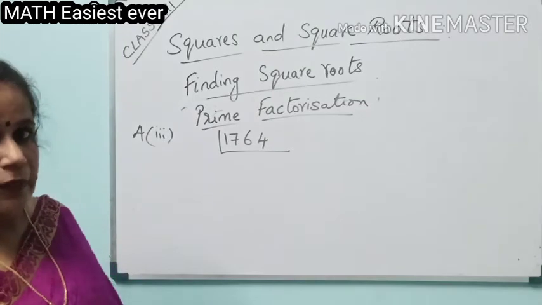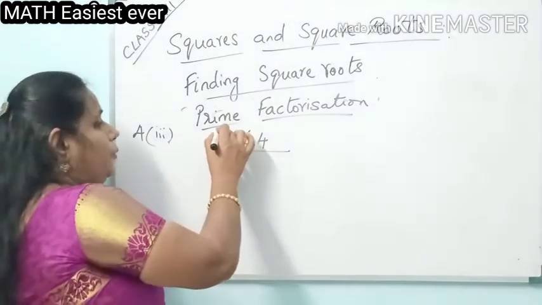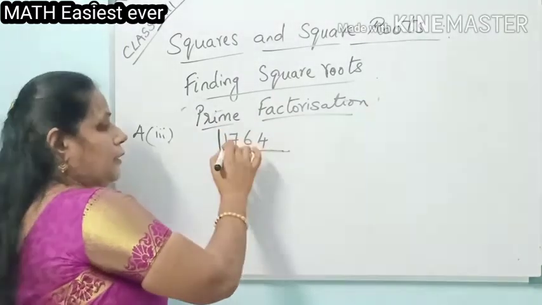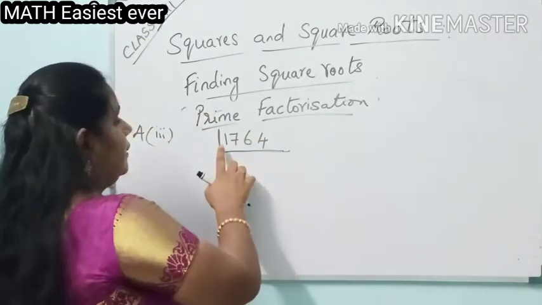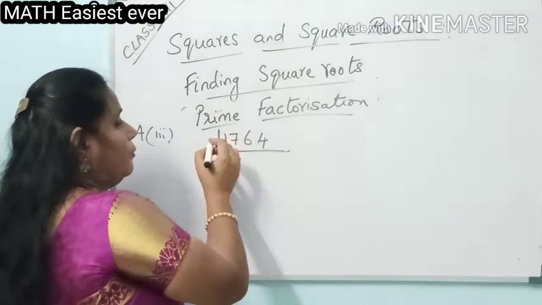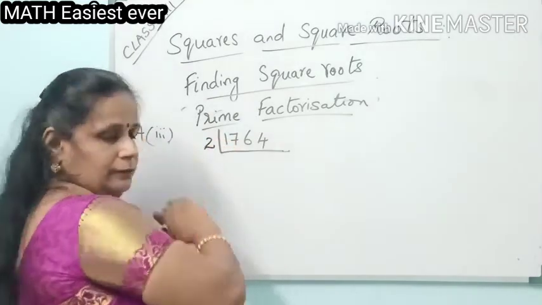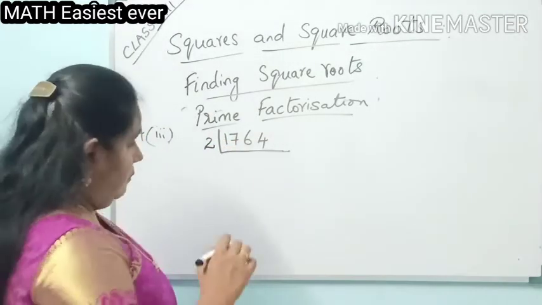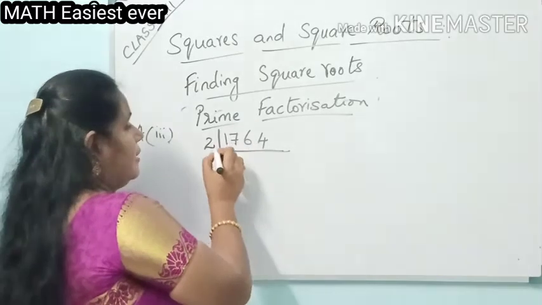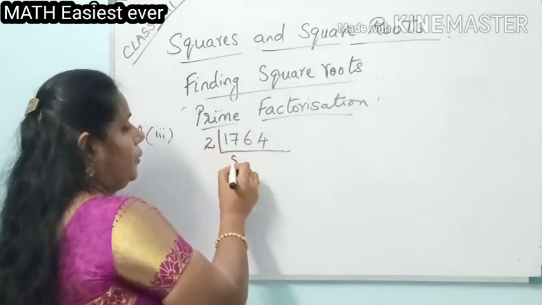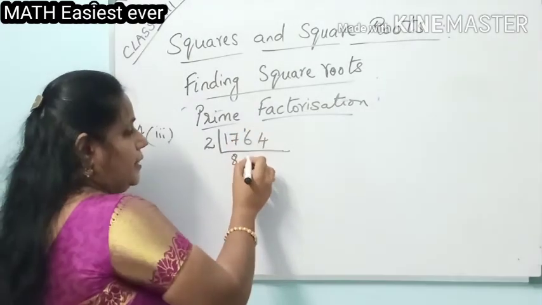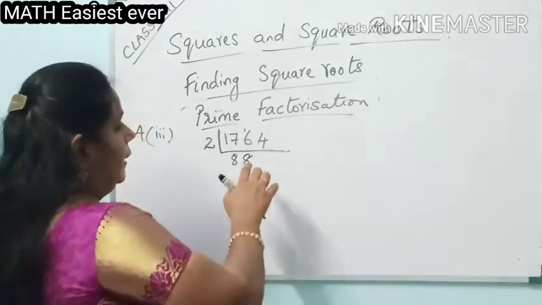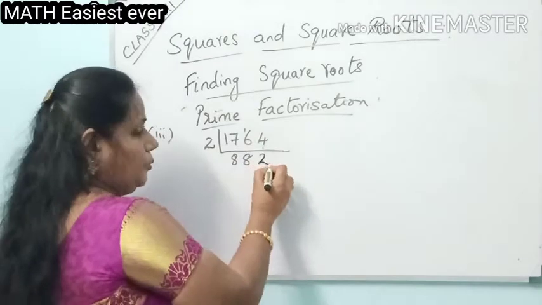Okay, for this what you do is you do the L division. This is called L division. So take this 1764 and divide it with 2. Take this 17 and divide it with 2. 2 8s are 16. Carry over 1 here. Again 16. 2 8s are 16. Then 4 divided by 2 is 2.